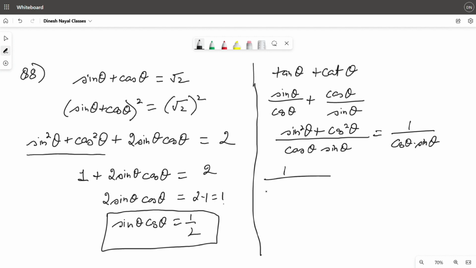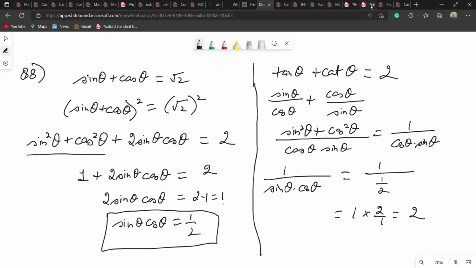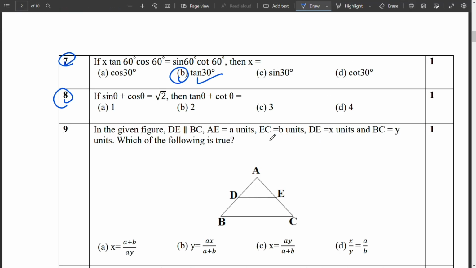Now we can write cos theta sin theta as sin theta cos theta. We already know the value of sin theta cos theta, which is 1 by 2. So substituting over here, this will be 1 upon 1 by 2. Writing the value of sin theta cos theta, this will be reciprocated, 2 by 1. So its value is 2. So the answer is tan theta plus cot theta is 2. Now if we go to the question, we see option B is correct. Option B given over here is 2.